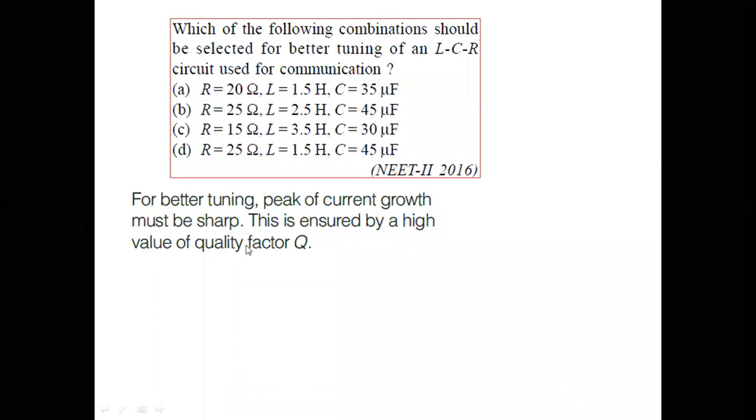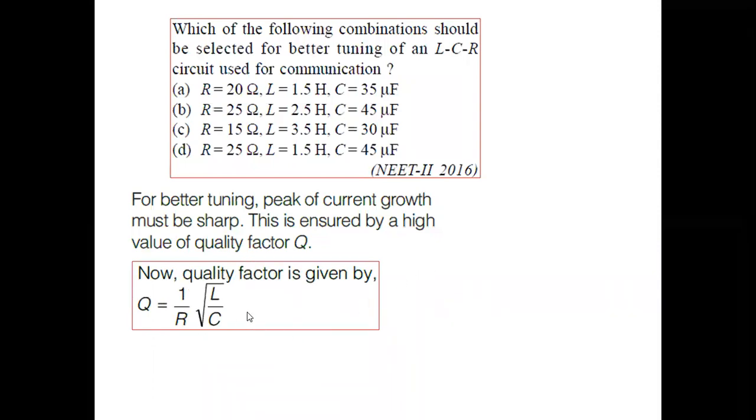This is ensured by a high value of quality factor Q. So what is quality factor? Quality factor is a ratio, of course, you can go with this formula also. Quality factor is also given by 1 upon R under root L by C. So this is also a kind of formula you can cross check.